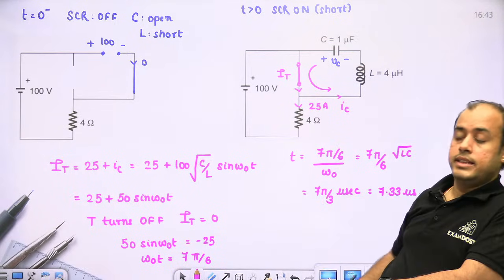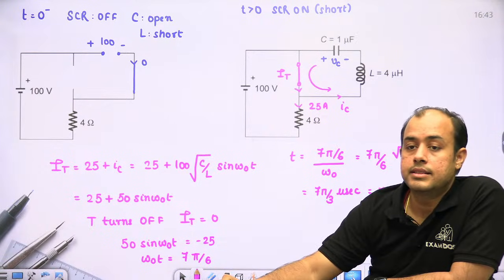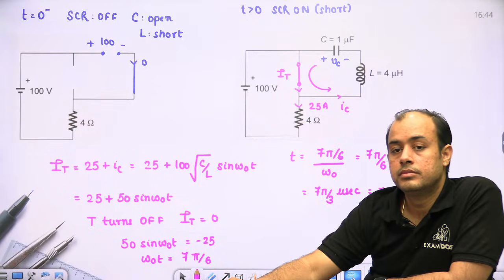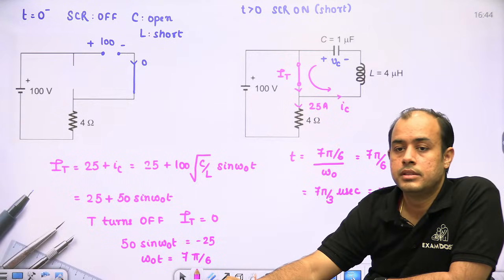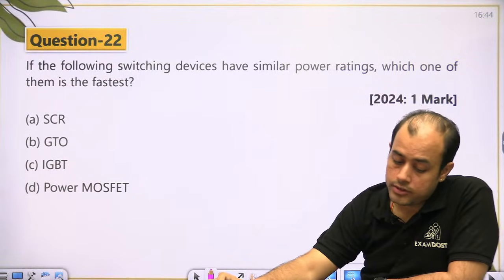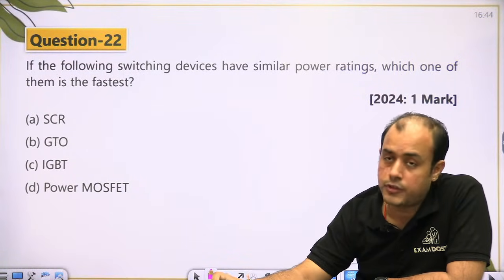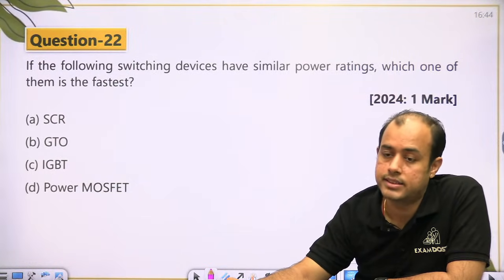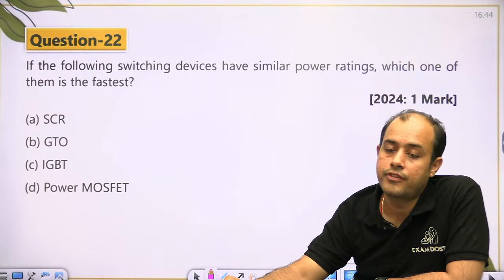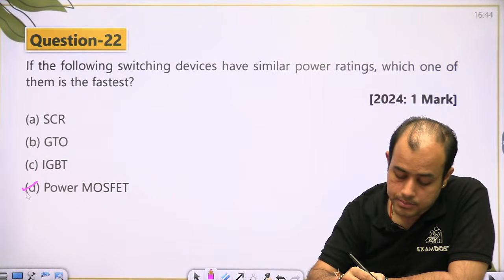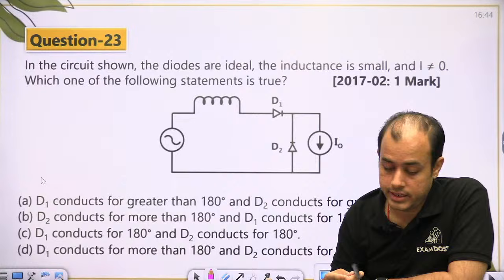Okay, 7.33. Clear हुआ भाई ये? This answer is 7.33. Clear हो गया ना सभी को? बोलो जल्दी से. Is this clear to everybody? चलिए. In which of the following switching devices which is fastest? If they have similar rating, which of them will be fastest? Come on. इनमें से कौन fastest है? The answer is very obvious. Everybody knows. Power MOSFET. Very good.